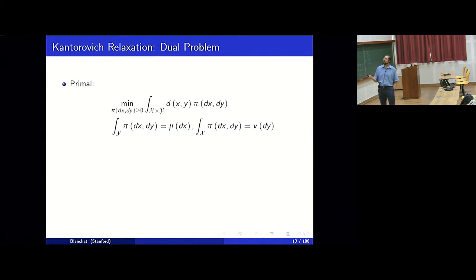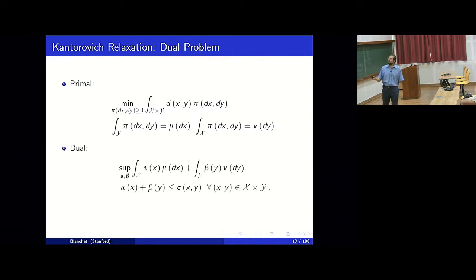So the primal, as I said, is an LP in standard form: minimize c transpose x, subject to A times x equal to b, and x positive, right? That's the standard LP. And so the dual problem is going to have dual variables for each of the constraints, alpha. Alpha x is attached to this mu dx. So you multiply alpha x times mu dx, that's the dual variable, and then you add up over all the constraints, those are indexed by x. Same thing for v, beta times v dy, and you add up over all the constraints indexed by y.